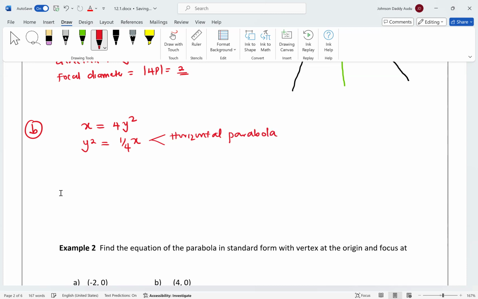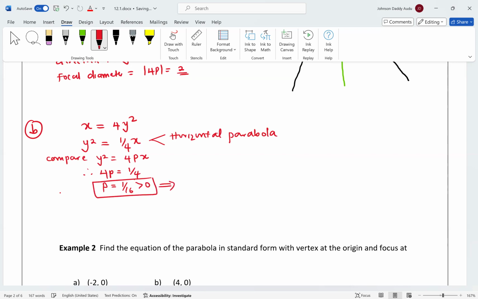Now, since it's a horizontal parabola, another thing that is important is we can find our p. You compare with what? We compare with y squared is equals to 4px. And this means that 4p is going to be 1 over 4, right? And that means that p is going to be 1 over 16. And this is greater than 0, right?